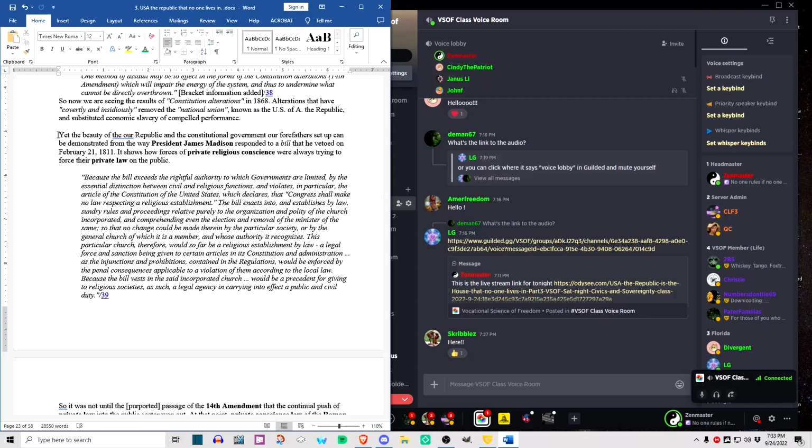The bill enacts into and establishes by law sundry rules and proceedings relative purely to the organization and policy of the Church Incorporated, and comprehending even the election and removal of the minister of the same, so that no change could be made therein by the particular society, or by the general church of which it is a member, and whose authority it recognizes. This particular church, therefore, would so far be a religious establishment by law, a legal force and sanction being given to certain articles in its constitution and administration, as the injunctions and prohibitions contained in the regulations would be enforced by the penal consequences applicable to a violation of them according to the local law. Because the bill vests in the said incorporated church, would be a precedent for giving to religious societies as such a legal agency in carrying into effect a public and civil duty," close quote.